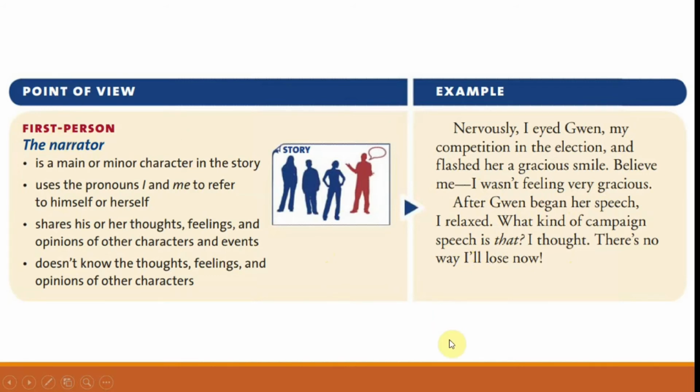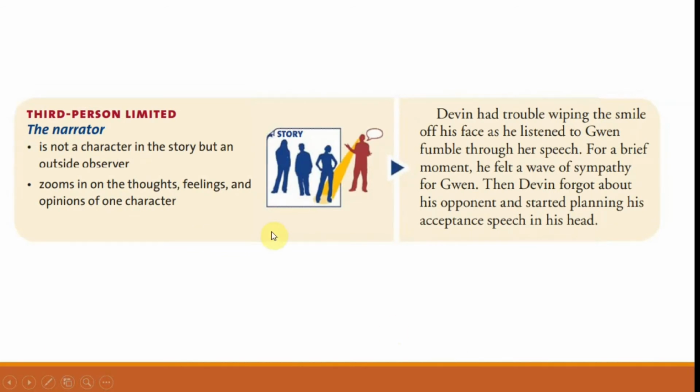Let's look at another example. Third person limited. In this case, the narrator is not a character in the story, but an outside observer. It zooms in on the thoughts, feelings, and opinions of one character. So the illustration can help us a lot. The narrator is an outsider, is not a character, but concentrates on one of the characters and actually knows the feelings of one of them. Not the others, just one character.